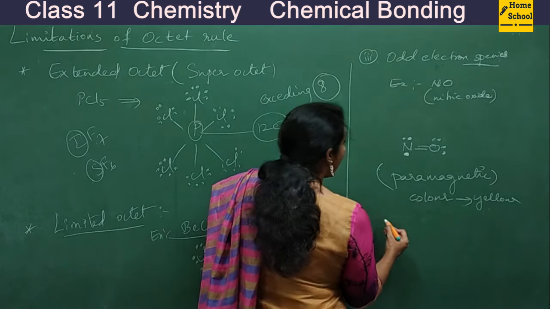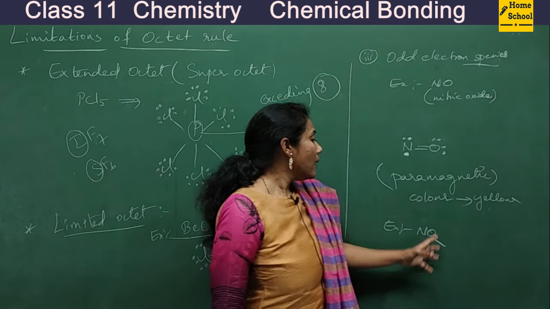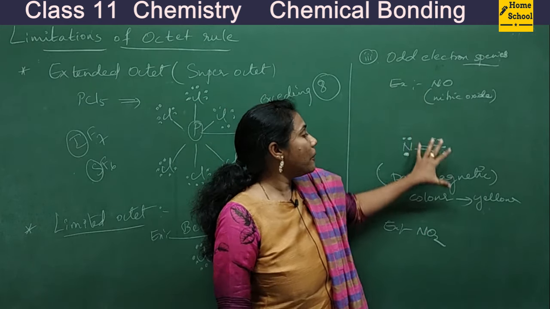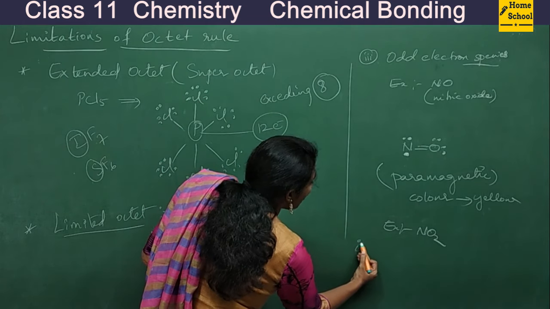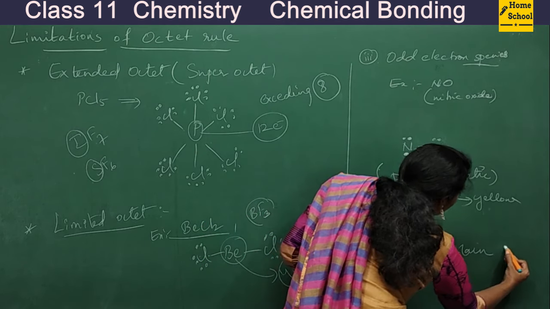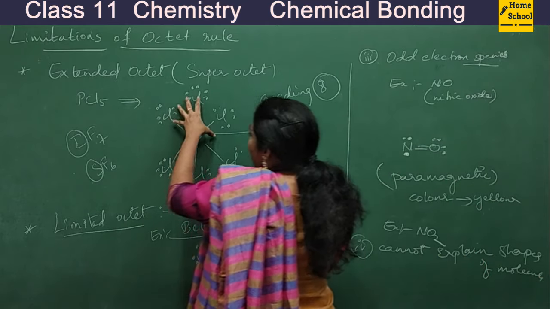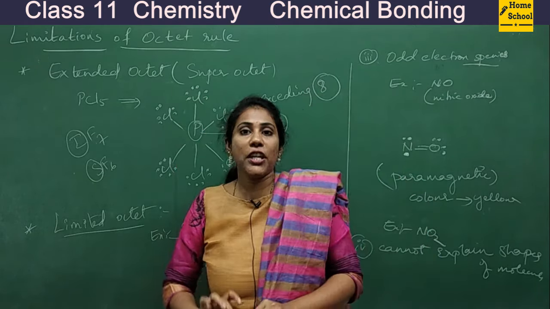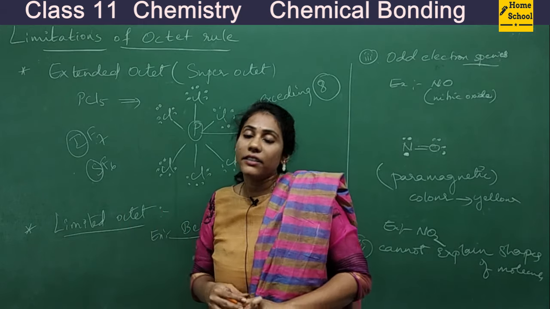Similar to that, another example of an odd electron species is NO2. NO2 gas is a brown colored gas and there is an odd electron on nitrogen. So even in this type of compounds, you cannot satisfactorily explain the octet rule. And another drawback is that it cannot explain the shapes of molecules. All these molecules we have studied have certain shapes. Actually, these chlorine atoms around phosphorus are arranged in a particular shape, in a particular direction. These shapes were not explained by this octet theory.